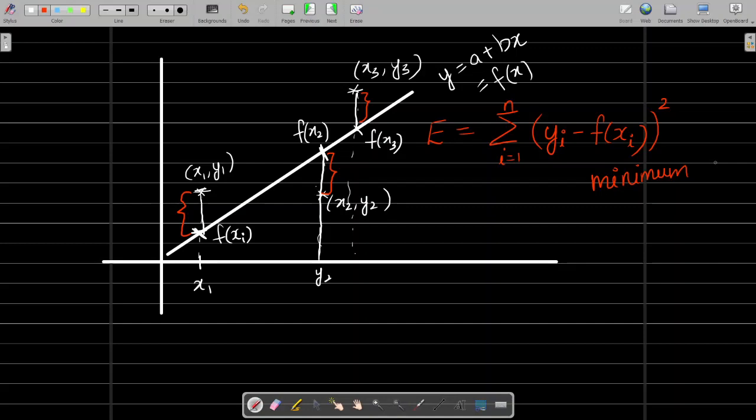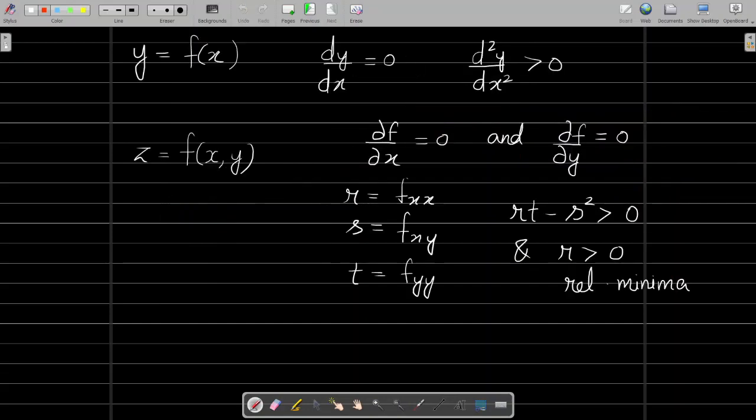That is what the principle of least squares says. Now for this, we need a little bit of calculus. I'll just explain that calculus part first. Suppose I have a function like this, y equal to f of x.